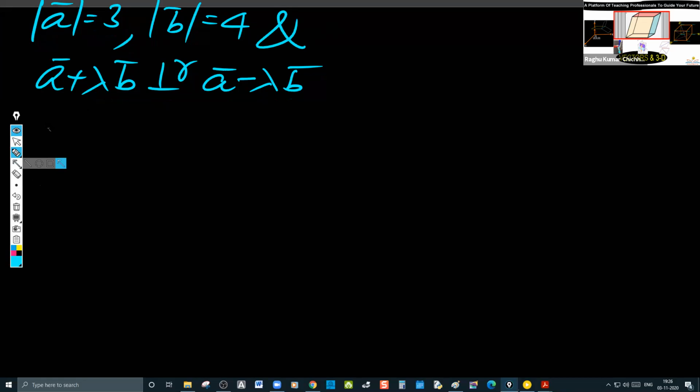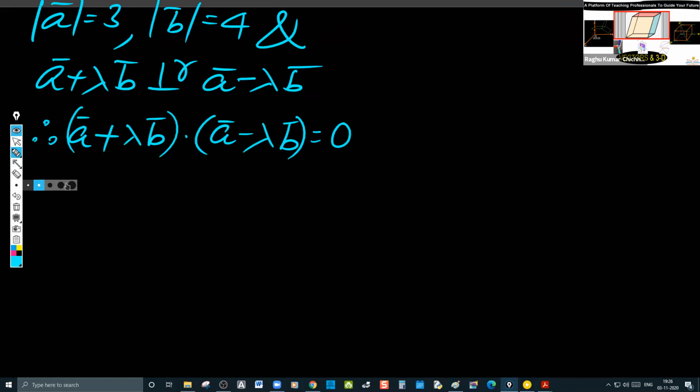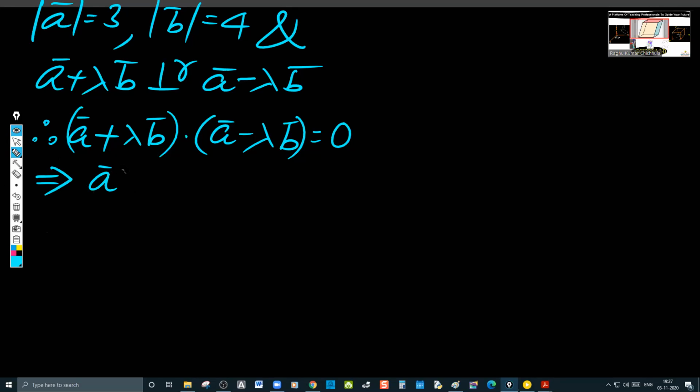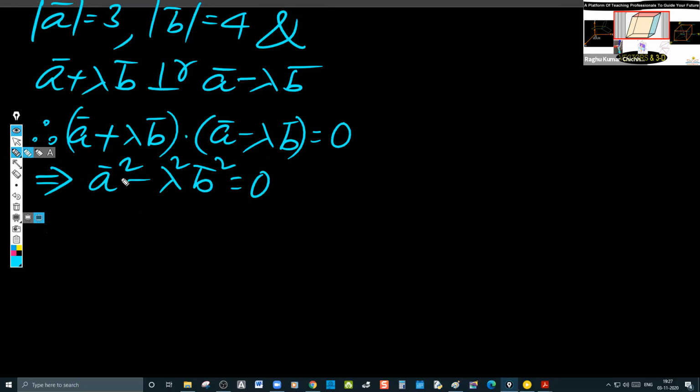Therefore, according to the dot product, A bar plus lambda B bar dot A bar minus lambda B bar must be 0. Yes, sir. Come on, tell me A plus B into A minus B, please. A square minus B square. So A bar square minus lambda square B bar square is equal to 0.